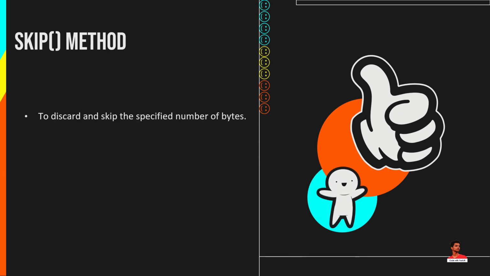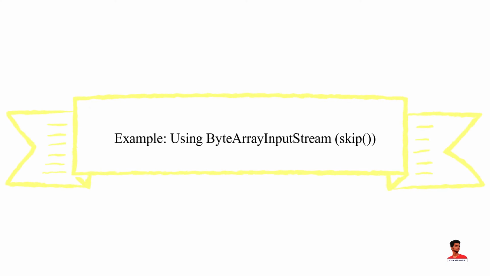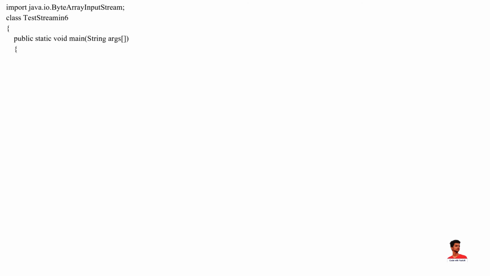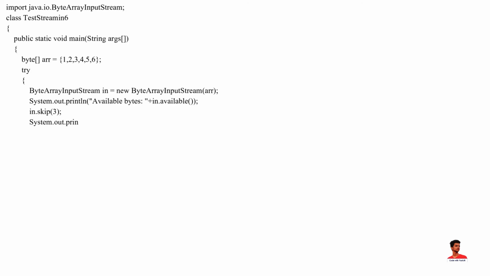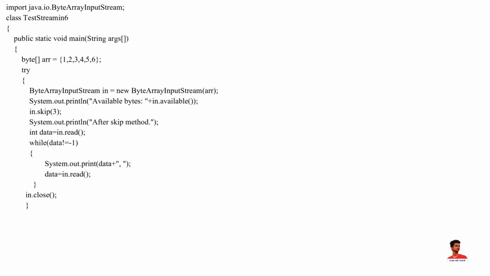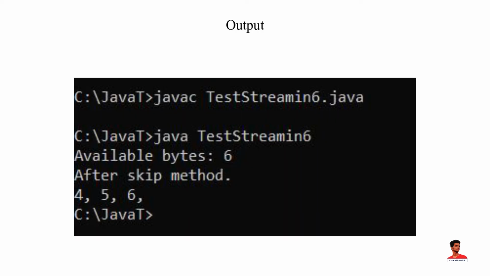To discard and skip the specified number of bytes, we can use the skip method. In this example, we have used the skip method to skip 3 bytes of data from the input stream. Hence, 3 bytes are skipped from the input stream.